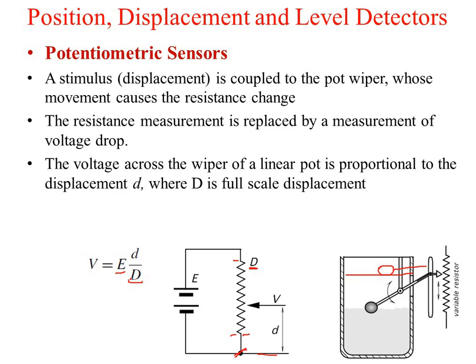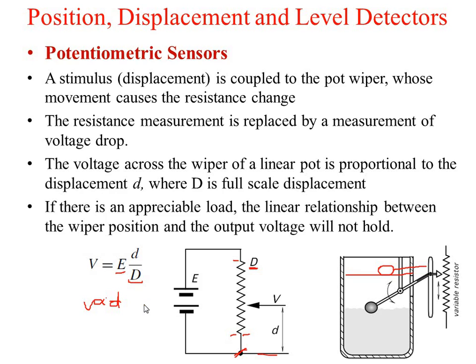Now if these two parameters are constant, I can say that V is directly proportional to D. So output voltage is directly proportional to linear displacement. This is how you are going to measure the voltage.